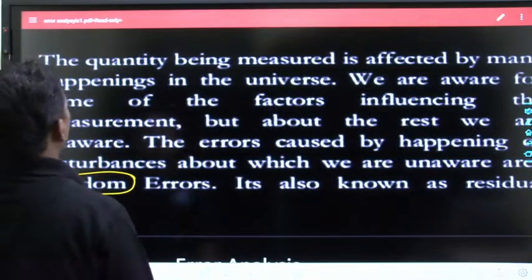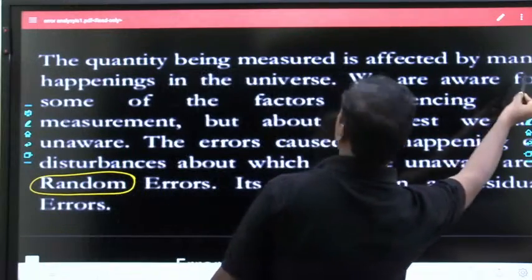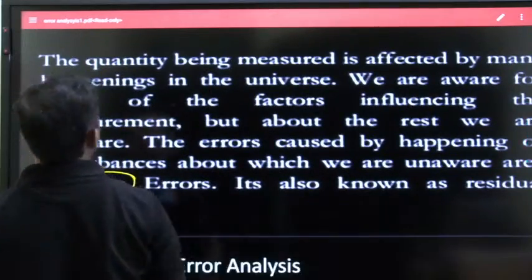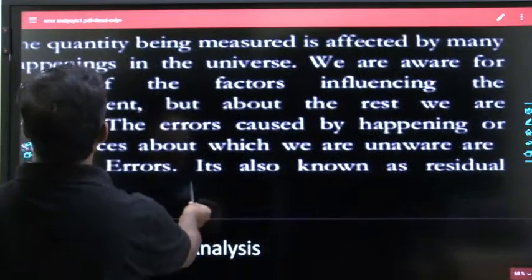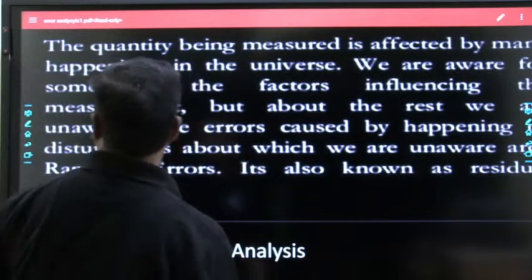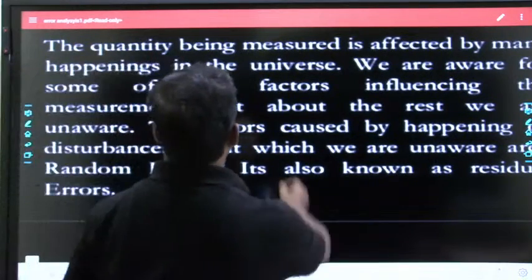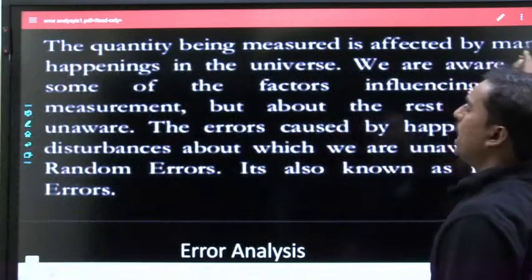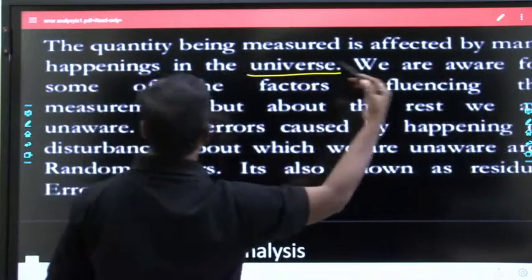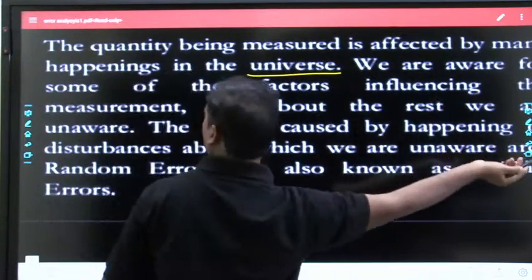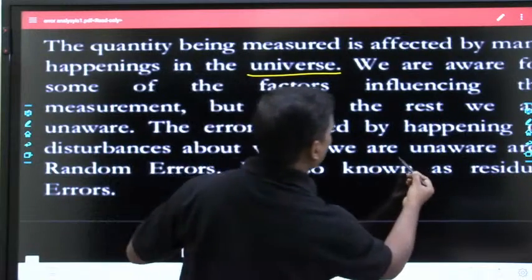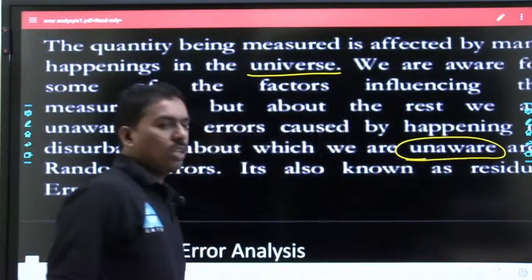See, for example, the quantity being measured is affected by many happenings in the universe. We are aware of some of the factors influencing the measurement, but about the rest we are unaware. So beautiful statements he has given. The errors caused by the happening disturbances about which we are unaware, they are called as gross error.